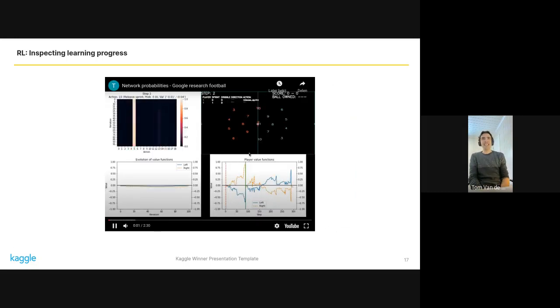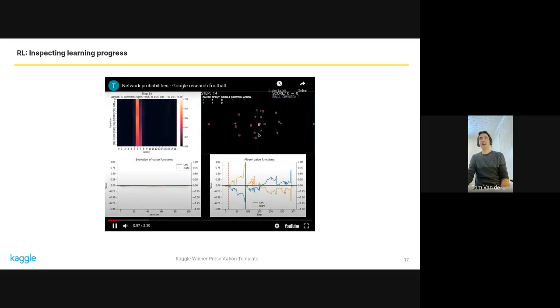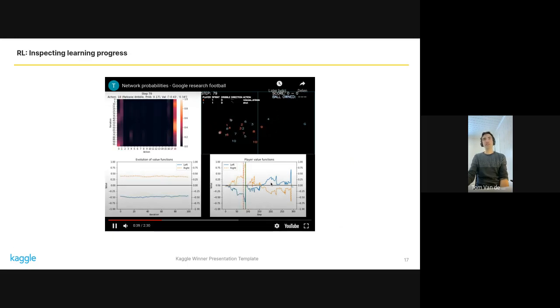What came in really handy during the learning was to look at videos like this. Here you see our agent playing against a copy of itself. On the top left, you see the evolution of the policy for each state, along with the learning iteration. You can see that the policy changes over time, and this can give you insights into how stable the learning is. It helped us stabilize this whole process. Here you see the evolution of the value function as learning progresses, and also as the game progresses.